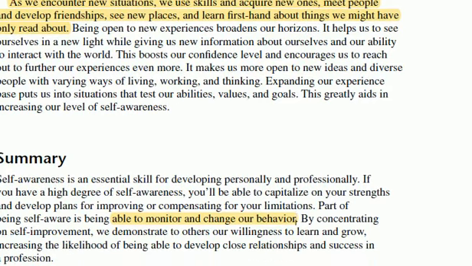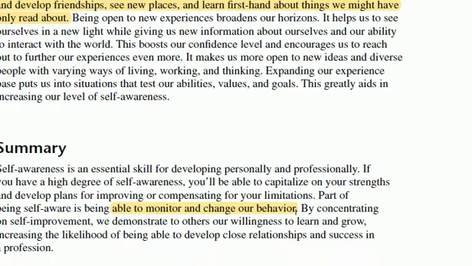Next, this is a summary and that's the end of our topic. So we are done with the self-awareness topic.